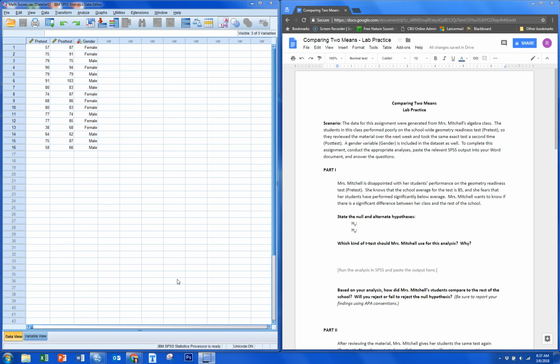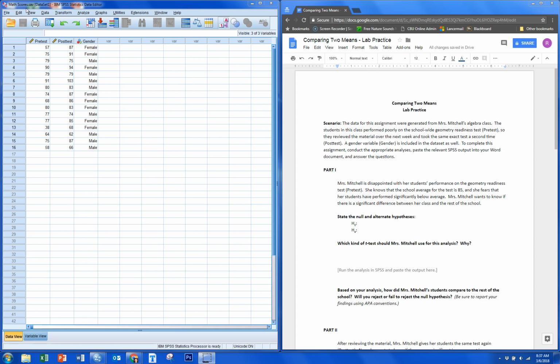To complete this assignment, conduct the appropriate analyses. Paste the relevant SPSS output into your Word document and answer the questions. In order to complete this practice lab, you need to download the Word document, Comparing Two Means Lab Practice. You can open this up in Microsoft Word or in Google Docs or in many other word processing programs as well. You'll also need to download and open the SPSS data file called mathscores.sav, which is available to you as well. Let's take a look at the data set before we jump in.